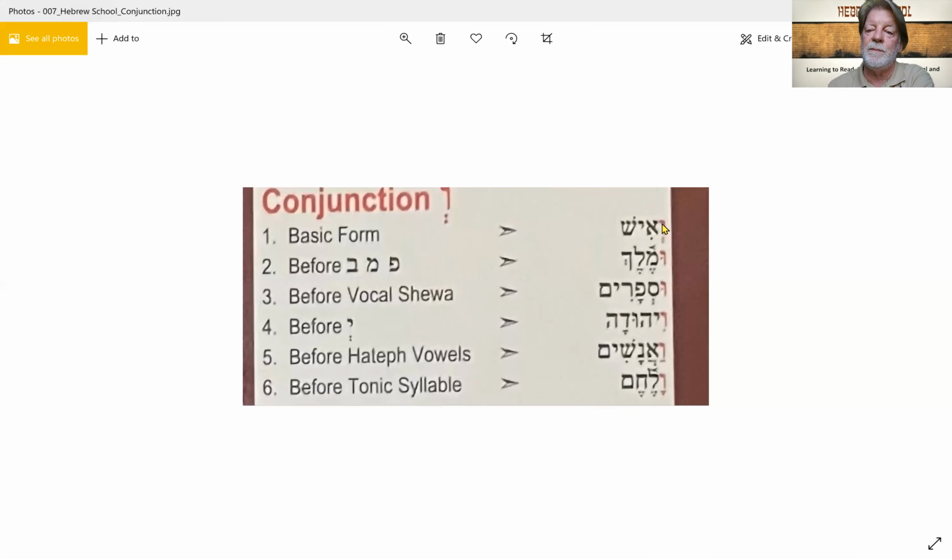So when you translate that, it would be "and a man," or "and man," or "and a melech, a king," or "and king," and so forth. So just recognize the vav. That's all you're interested in now. And we will assume that the Sopharim, the scribes who wrote the Hebrew Bible that we're looking at, got the right vowel to connect with our vav conjunction. So vav almost always means "and."